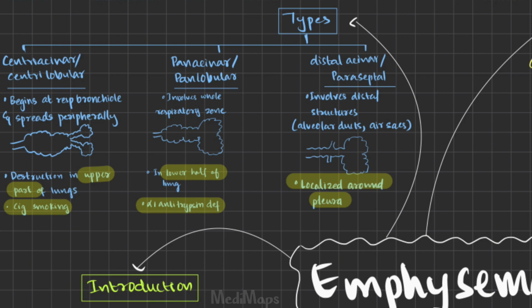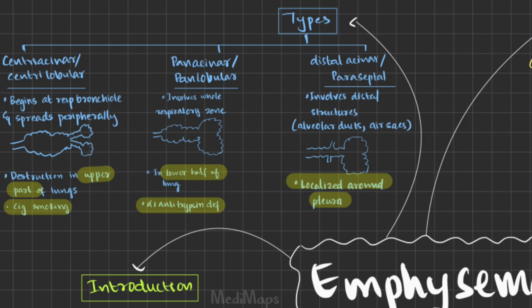Talking about centriacinar, the first type, this mainly involves the central or proximal part of the acini. We have told about the respiratory bronchioles, right? These are the parts distal to the terminal bronchioles. So the proximal parts of the respiratory bronchioles are affected, while the distal parts, that is the alveolar ducts and the alveoli, are not affected. Only the respiratory bronchioles are affected. So that's where inside the acinus it affects. Within the lungs, it mostly affects the upper lobes, and it is seen in association with heavy smokers.